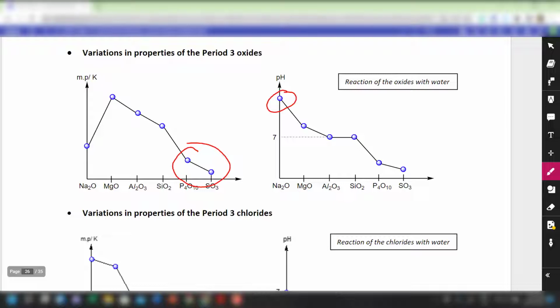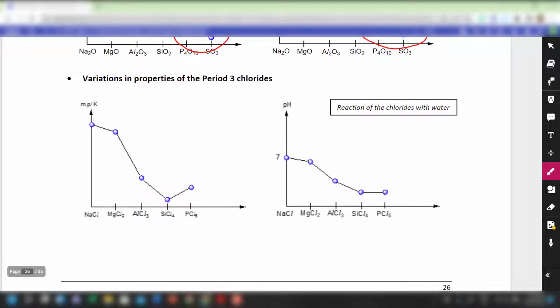For aluminium oxide and silicon dioxide, they are neutral because they are insoluble in water. And then for phosphorus oxide as well as SO3, they hydrolyze completely. So for phosphorus(V) oxide, it gives you phosphoric acid. SO3 gives us sulfuric acid, which is very acidic.